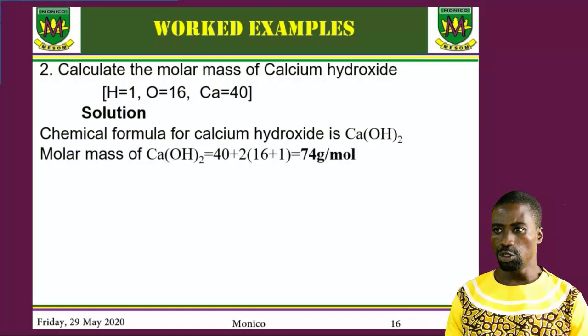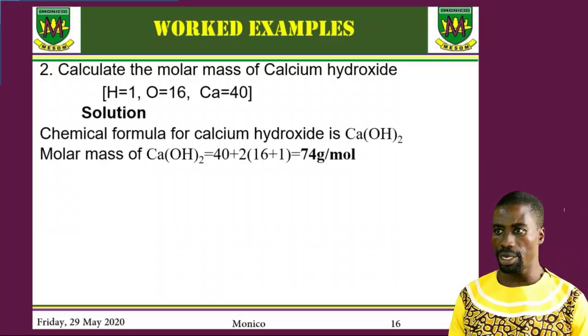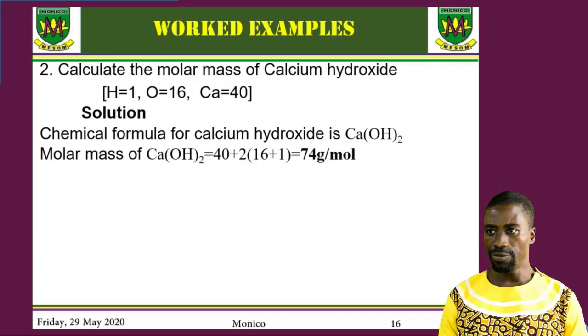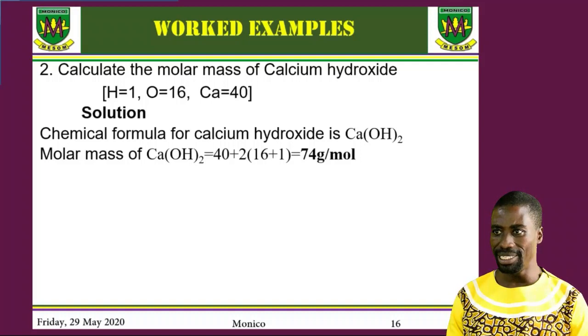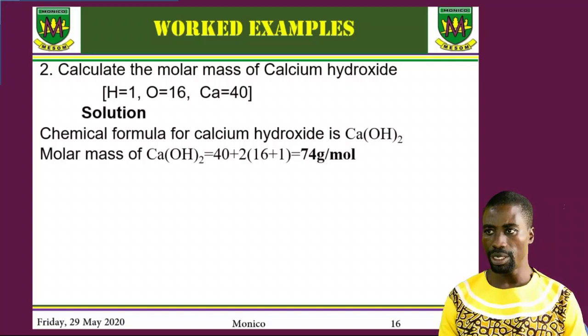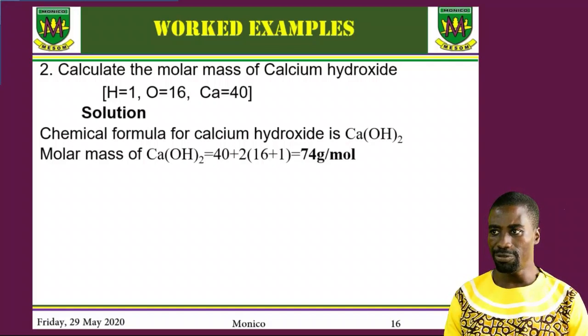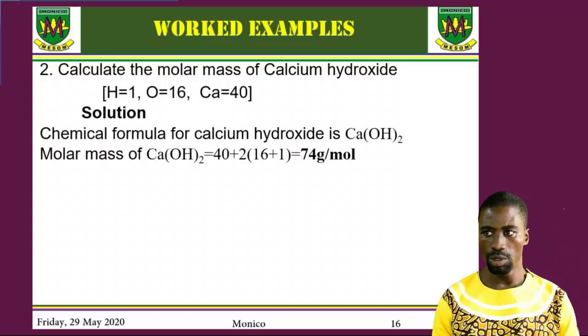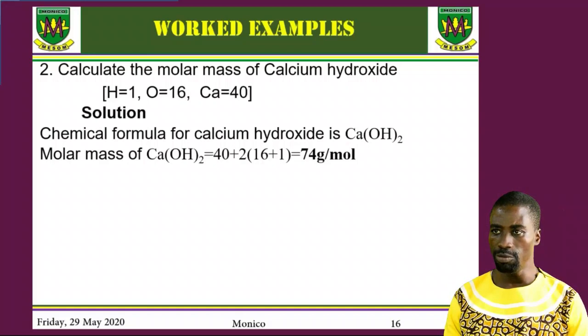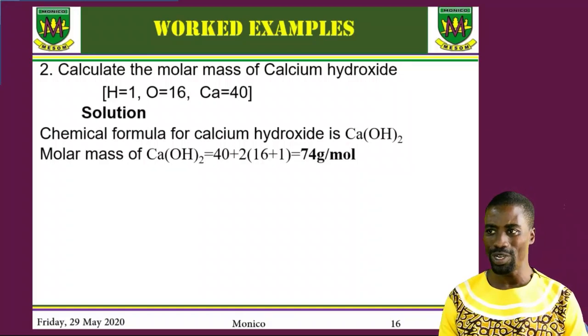So if you do your substitution, here again we have 40 for calcium, and then 16 for oxygen and 1 for hydrogen, and the 2 outside we bring it, and then we have 74 gram per mole. So if it were to be relative molecular mass, you have 74 without the gram per mole, right?